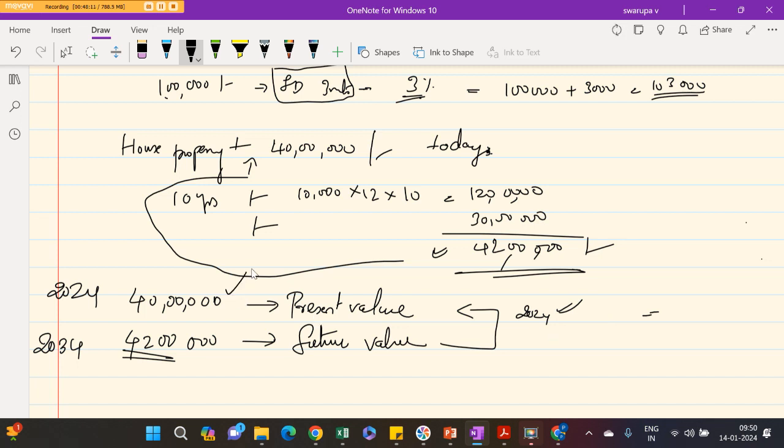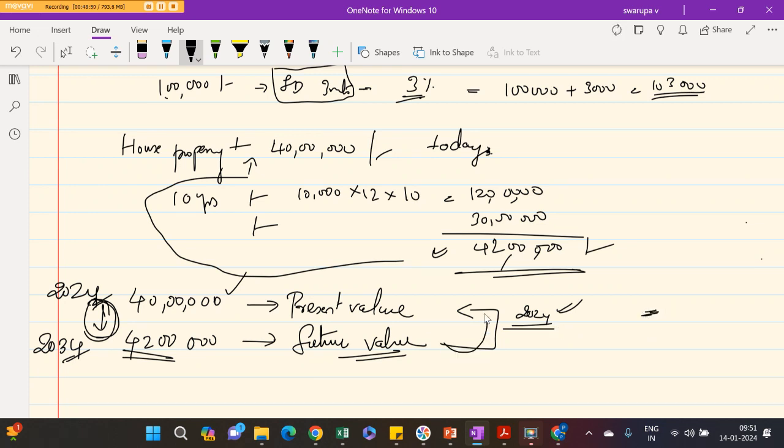Then only you can compare and find out whether you are earning a profit or not. Because today's 40 lakhs will not be the same in 2034, and 2034's 42 lakhs will not have the same value as that of 42 lakhs in 2024. The time involved needs to be considered to arrive at the actual value. So 2034's 42 lakhs needs to be brought to 2024's. As on 2024, what is the value we need to arrive at? Then only we can make an investment decision.